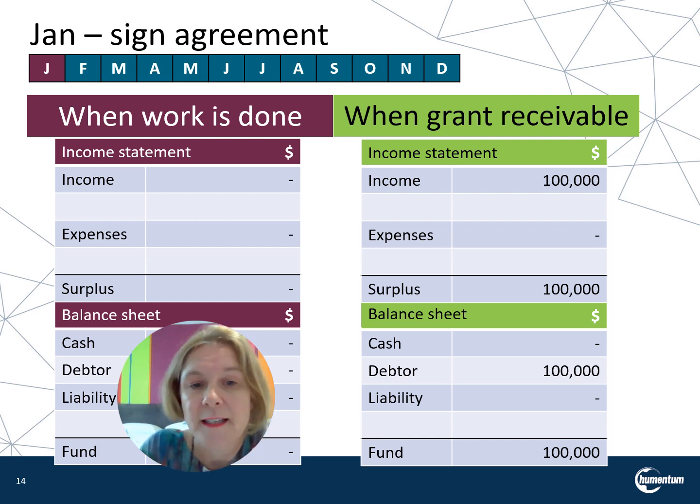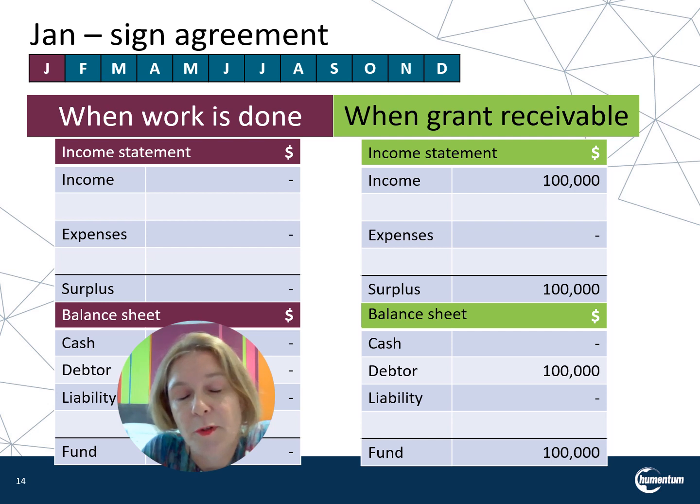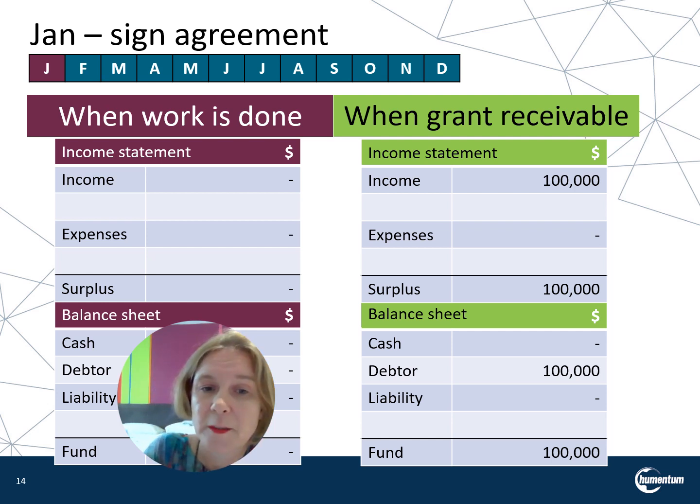So we can see that when this agreement is signed, on the receivable version, we could recognize that income when it was signed. But if we're doing the work-is-done approach, no work has been done, so we can't recognize any income. There's also nothing in the bank yet and no debtor. Just nothing in the accounts at the point in January.